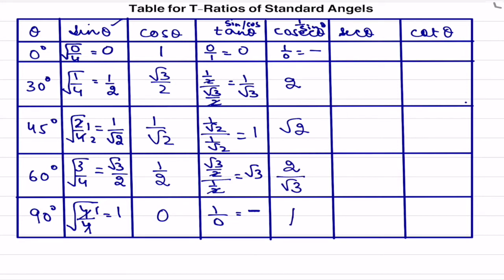Next, secant is the reciprocal of cos. So you have to take the reciprocal of the cos values. The reciprocal of 1 is 1. The reciprocal of root 3 upon 2 is 2 by root 3. This is root 2 upon 1. This is 2 upon 1, means 2. And as I told you, the reciprocal of 0 is 1 by 0, that is not defined, dash, infinity.